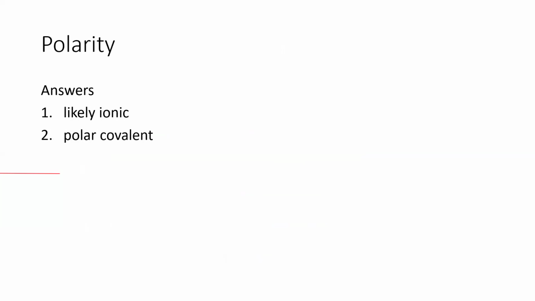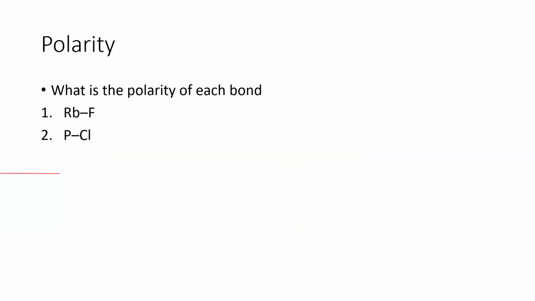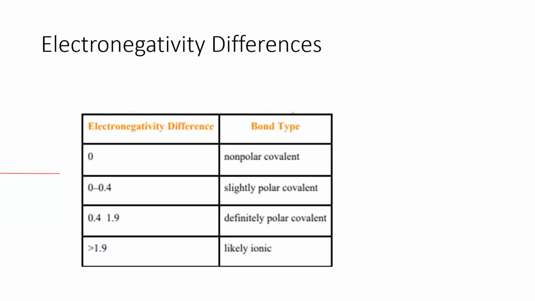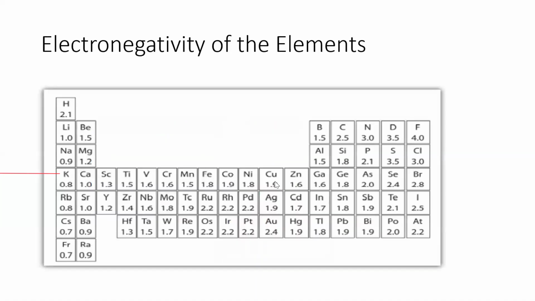The next one is polar covalent: phosphorus and chlorine. You go to the chart. Phosphorus, P. Where is P? Look for P.